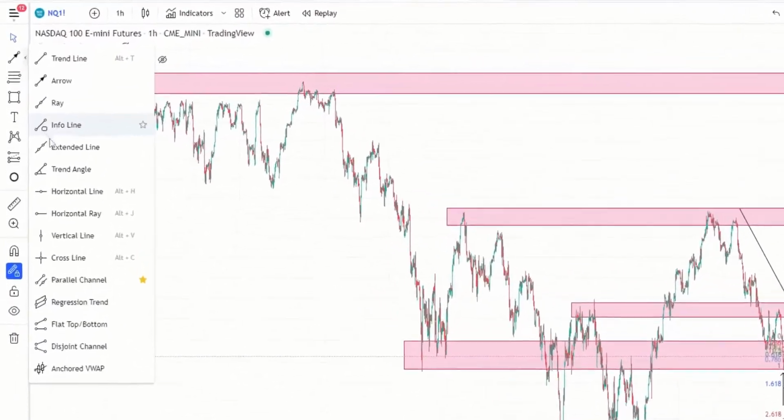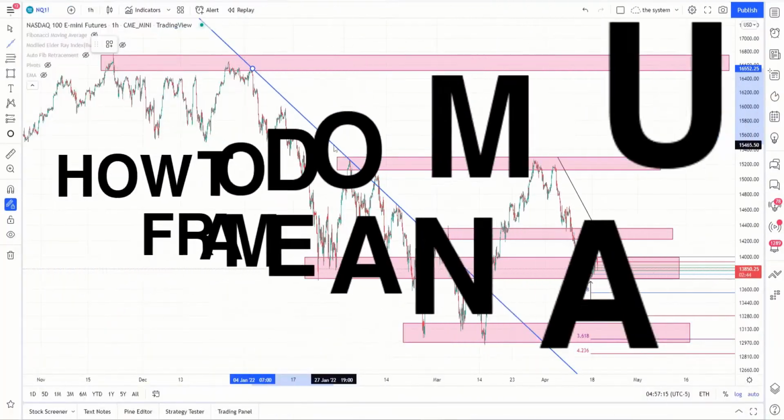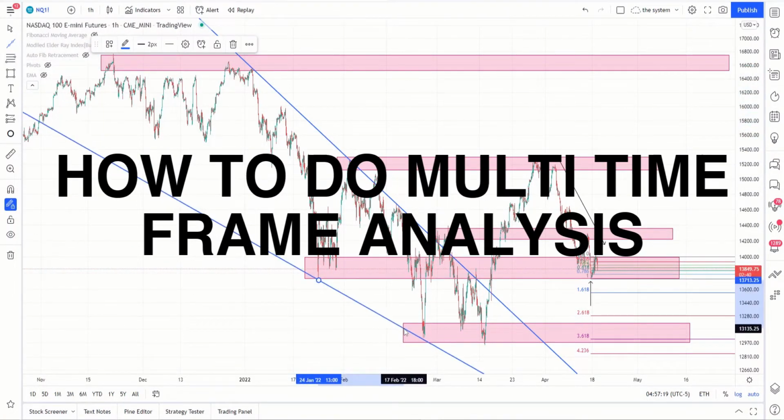The next thing I'll do is I'll take out the extended line and I will try to find any type of trend channels, no matter how far away they are from the market. I'm also trying to look at if any patterns have played out.